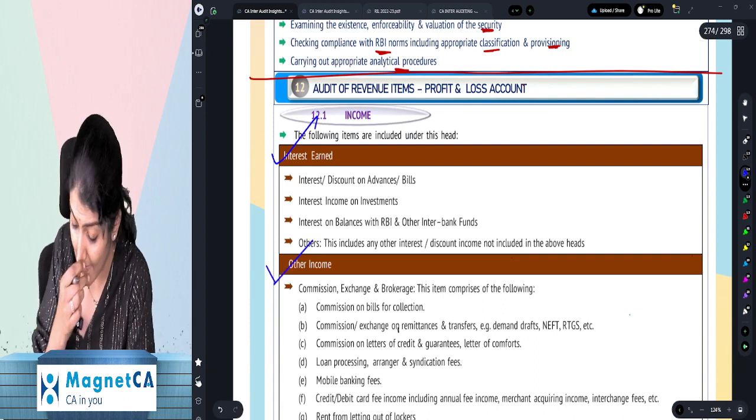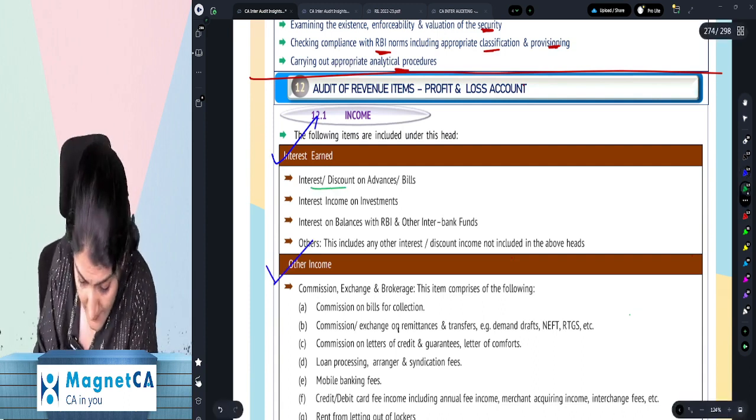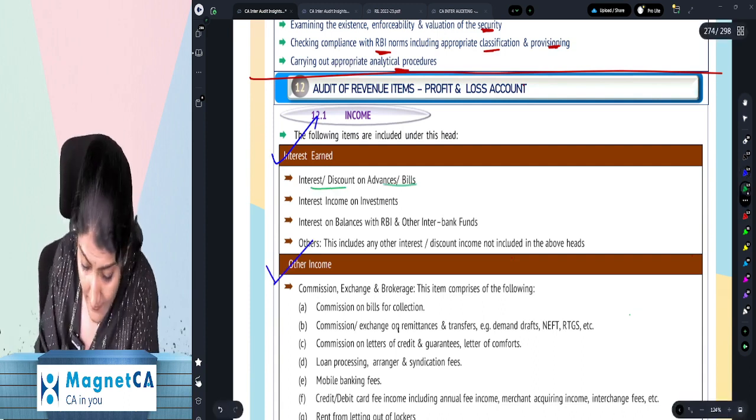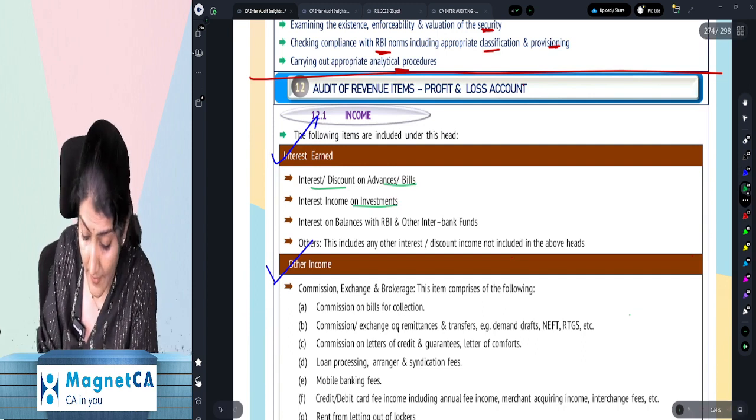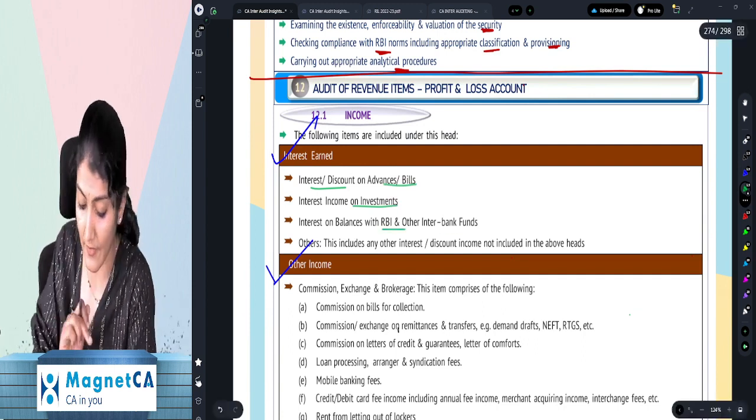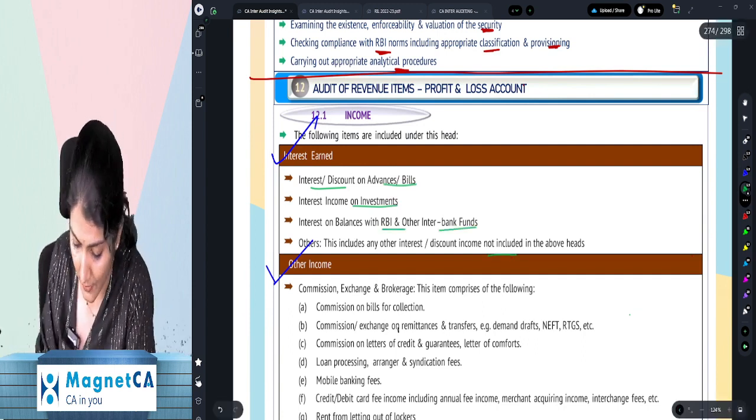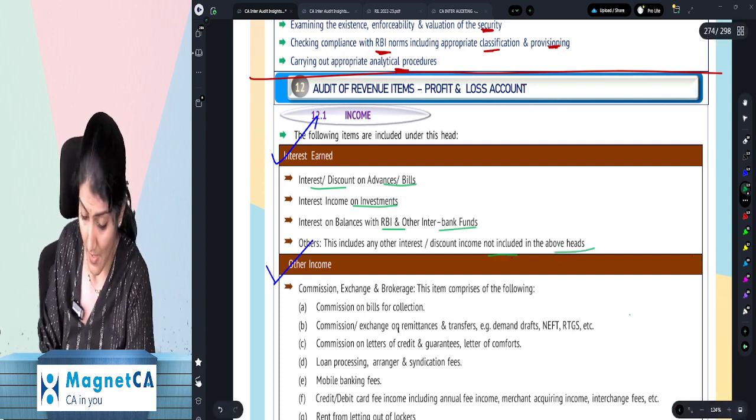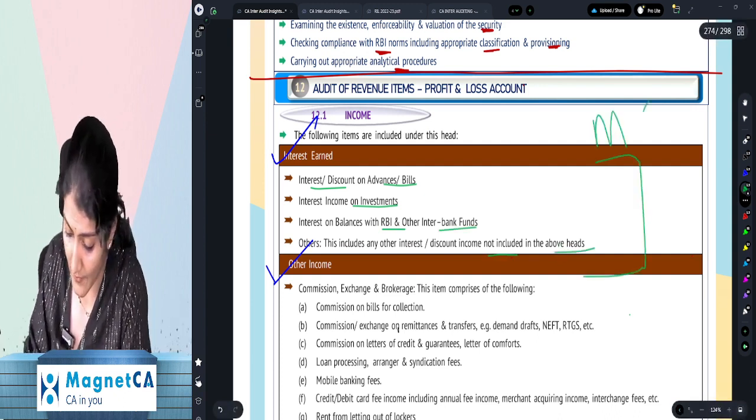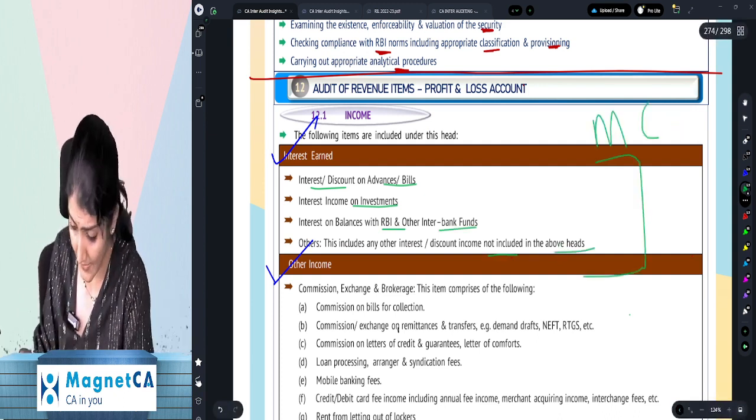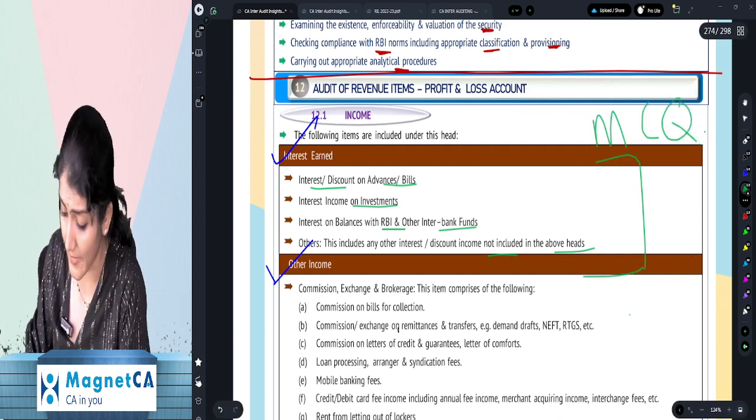Under the interest earned, what do they have? Interest and discount on advances and bills, then interest income on investment, then interest on balances with RBI and other interbank funds, and others, which are not included in the above heads. Do they ask an MCQ on this one? Yes. And then what comes in the other income of the bank?